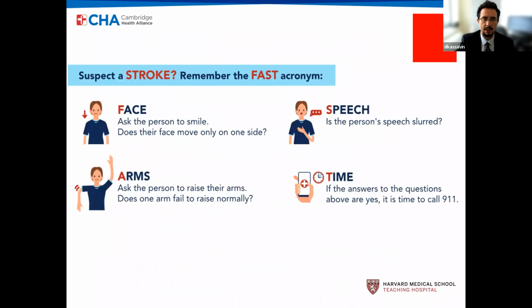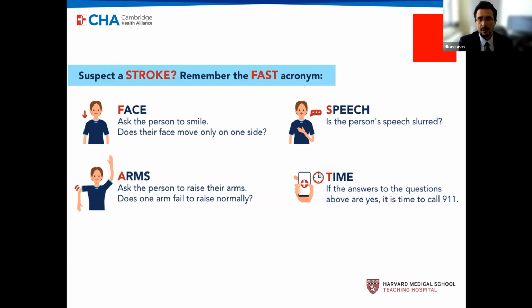So this is a nice mnemonic that we have. If you're concerned or suspect a stroke, remember the FAST acronym. And so F stands for face. It's when there's asymmetry within the face, someone's not able to bring up the corner of their lip, or if there's a droopy eyelid. Arms, if the arm has gone flaccid, they're not able to move their arm, or if there's a change in sensation.